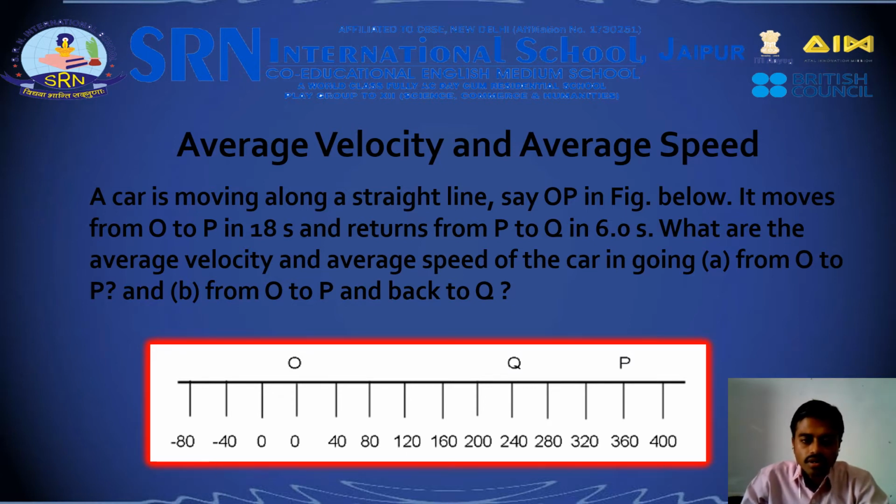The body returns from P to Q in 6 seconds. So the body returned from P to Q in 6 seconds, and the distance covered is from 360 to 240. We can subtract 240 from 360 and find that it is 120 meters. So now the distances are located from the coordinate system. Now we can find the average velocity and average speed in the coming slide.